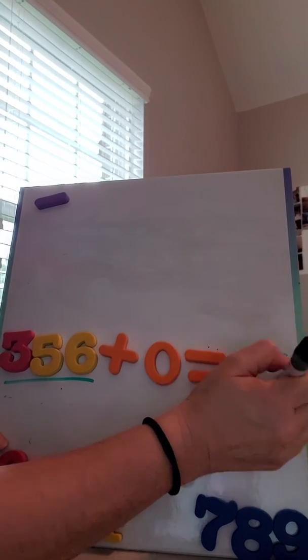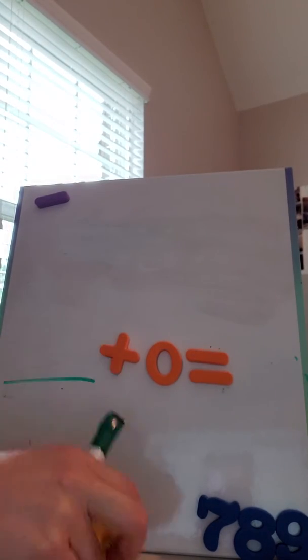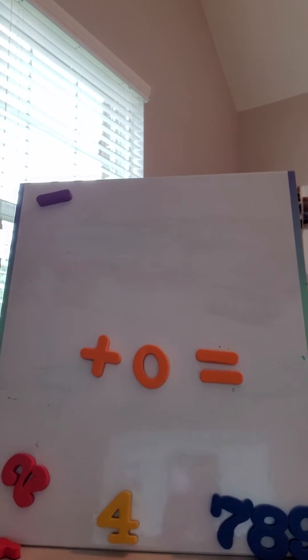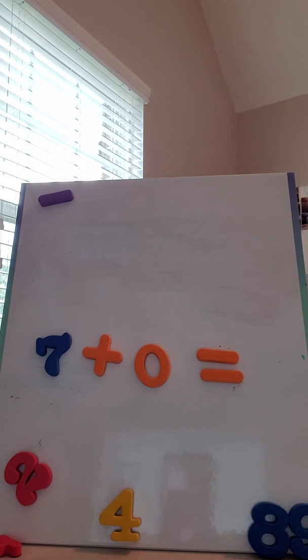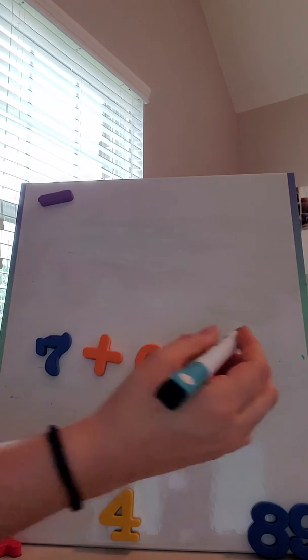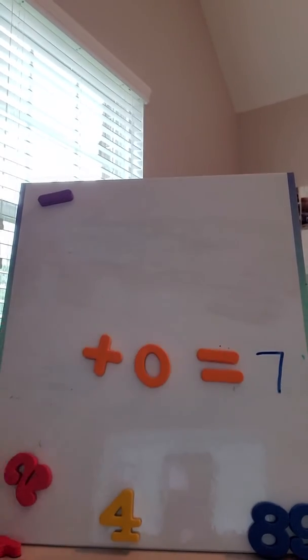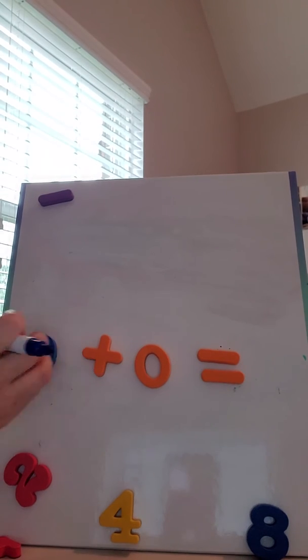So let me give you a couple problems, and when you know the answer, you can just say them aloud at your house, okay? And then we'll check to see if you're right. So if I have 7 plus 0, what's the answer? Very good. 7, okay? What about 9 plus 0?